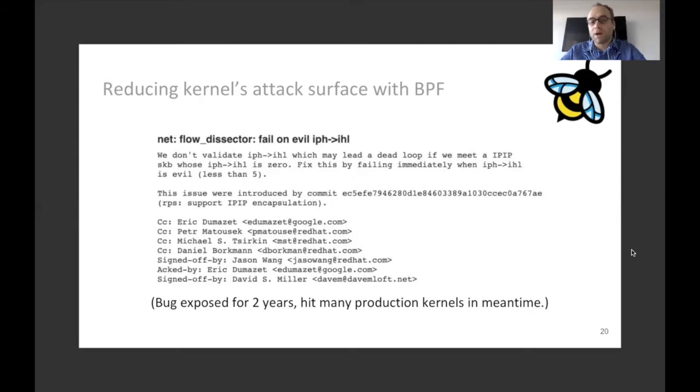It will basically parse the packet and use all of the information it can get. It will even go into encapsulation and then derive a hash from that. And in this case, that packet of death was, if there was an IP header with an invalid header length, then it would basically loop forever. And that bug was basically exposed for 2 years, and it hit production kernels.